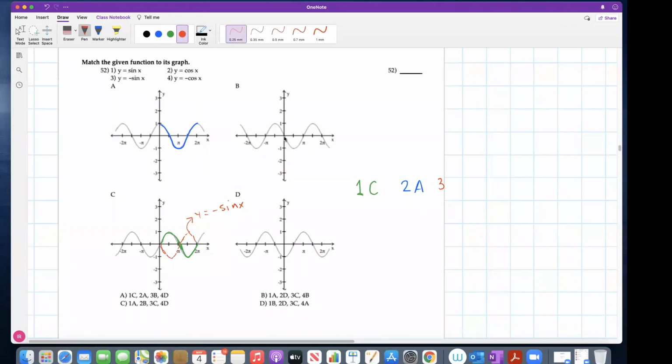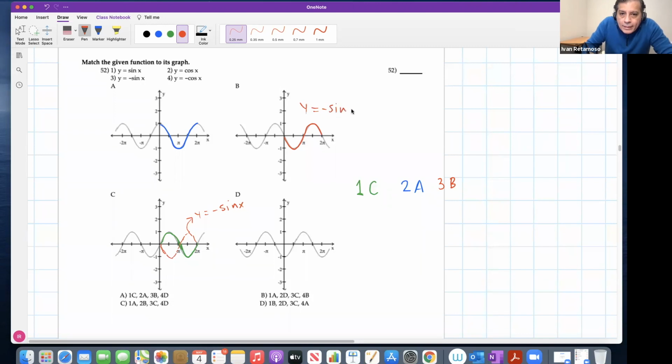Yeah, it's B. Very good comment there, Regine. Yeah, this is the one, right? So 3 should go with B, right? Yeah, very good, because I just used this to show that it's a reflection. But in reality, this is the graph, the one. Y equals minus sine. And then number 4 is this, y equals minus cosine.